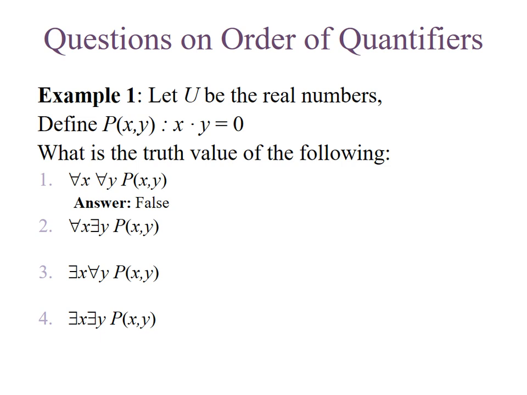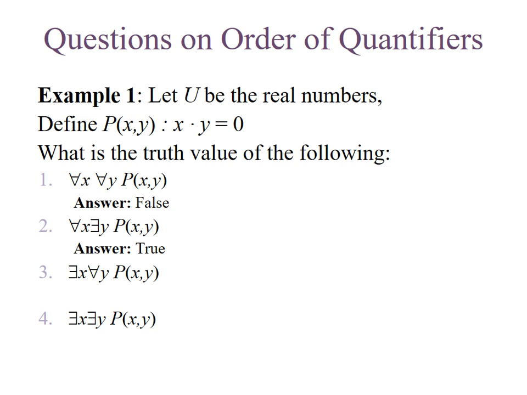For all x for some y, take x as 1 for example. Can you find a particular y that makes 1 times that number 0? Yes, right? How about we try different real numbers? How about x is minus 6? Can you find a y such that minus 6 times something is 0? Yes, because if you choose y as 0, then you can always make this equation true. So this is true.